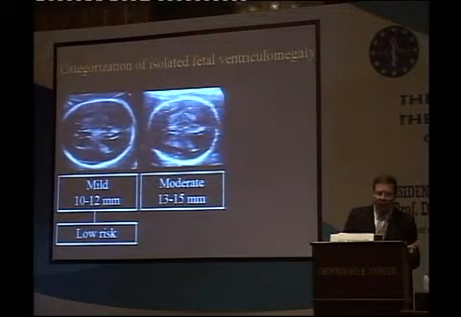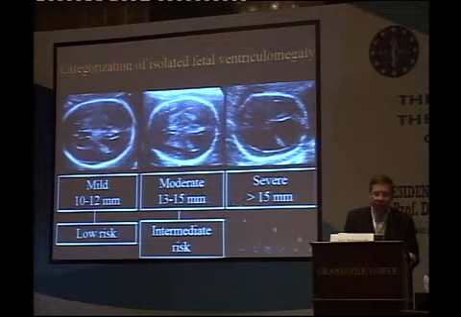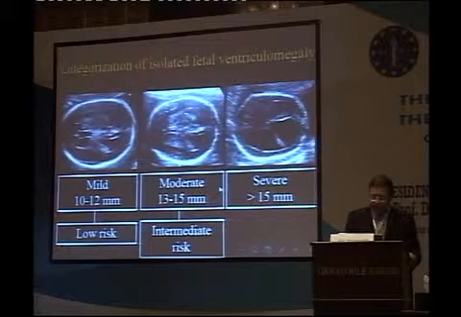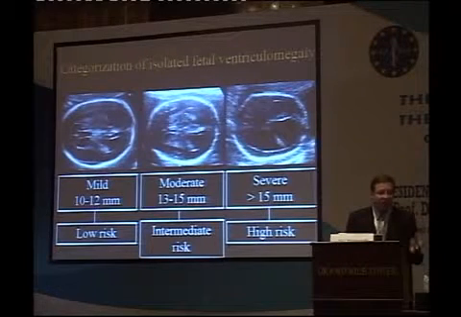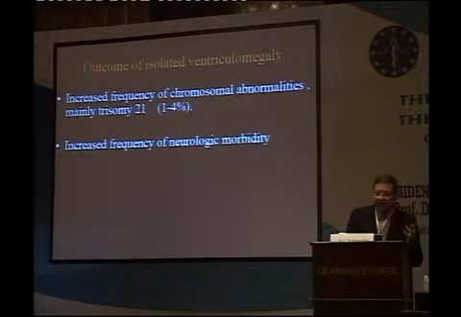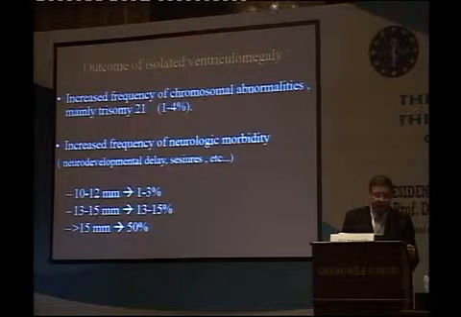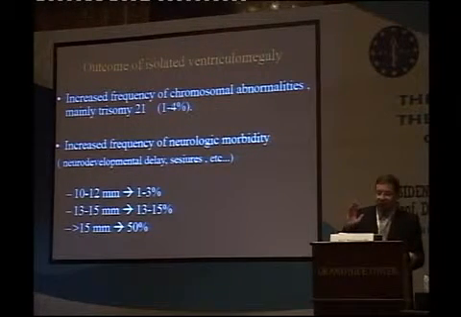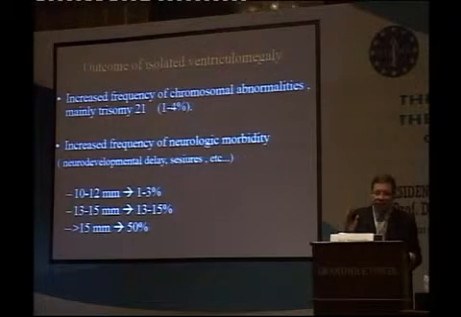Now, ventriculomegaly is categorized according to the severity of dilatation of the lateral ventricle into mild, moderate, severe. And in this categorization, the risk is related to the severity of dilatation. So the severer the dilatation, the more risk. Risk of what? Risk of chromosomal anomalies and risk of neurological morbidity in the form of neurodevelopmental delay and seizures. So in isolated ventriculomegaly, you have to tell the patient that your baby is going to suffer. The higher the degree of the ventriculomegaly or the dilatation of the ventricle, the more the risk of seizures.